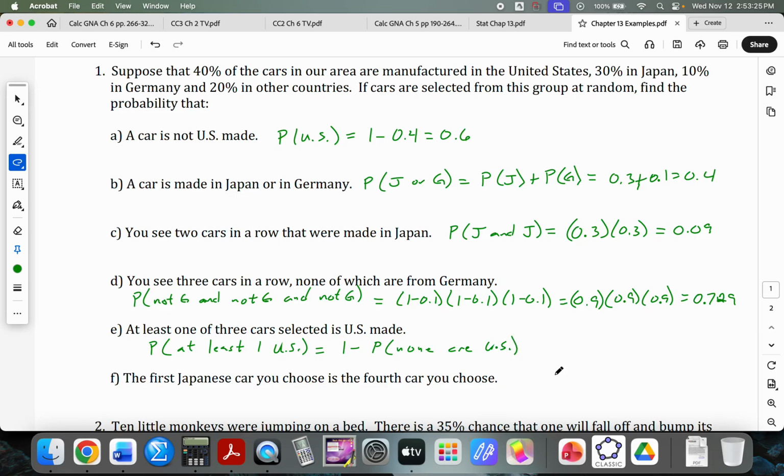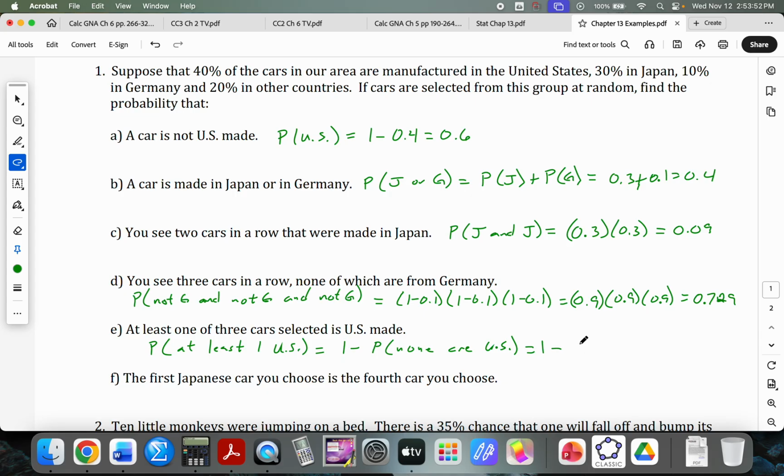Because that covers all the other possibilities, right? Now, on this one, it's not too awfully bad. You could probably do it the other way, but when you have 49 different things, it's way easier to do it this way. So this is going to be equal to 1 minus, how are we going to find the probability that none of them are made in the US?